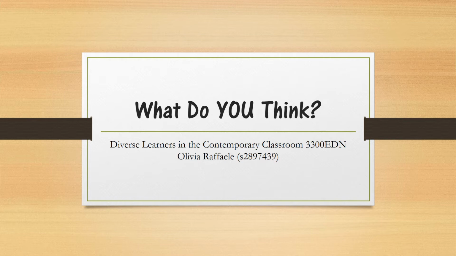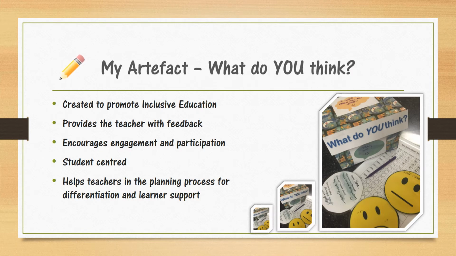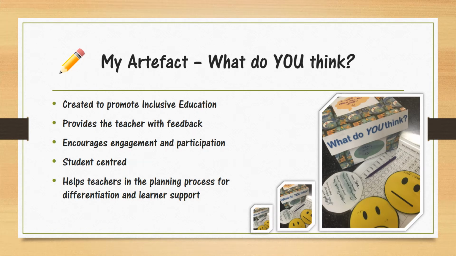to promote inclusive education in the classroom. This artifact is in the form of student feedback, and the main aim is to promote engagement and participation of student learning by providing the teacher with feedback on the effectiveness of their lessons. It targets the development of the teacher's pedagogy through students' feedback, as well as making the appropriate adjustments to ensure access, participation, and achievement for all students.